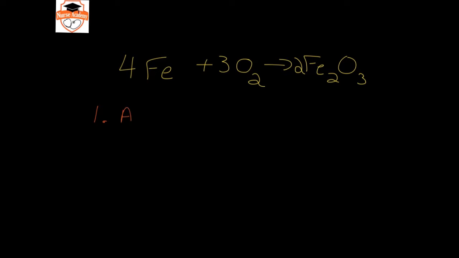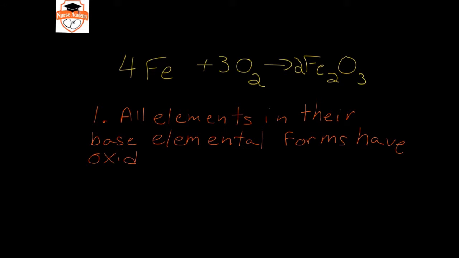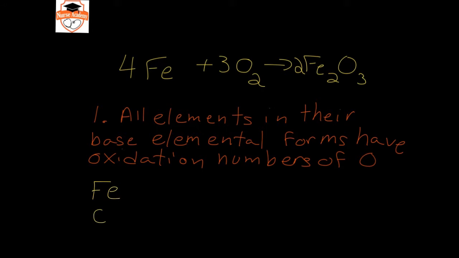Rule 1 is that all elements in their base elemental forms have oxidation numbers of 0. In this case, if we're looking here, our iron, well, that's metallic iron. It's in its base elemental form. So our oxidation number for iron in this case is going to be 0 here on the reactant side of our chemical equation. If we look at the oxygen on our reactant side of our chemical equation, oxygen is part of Brinkelhoff. So it's one of those elements that is diatomic in nature.